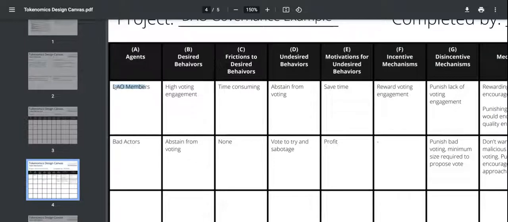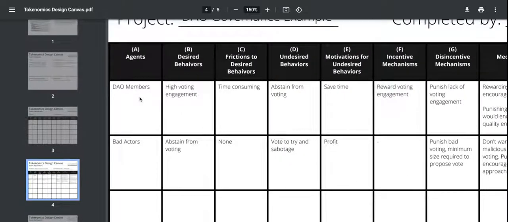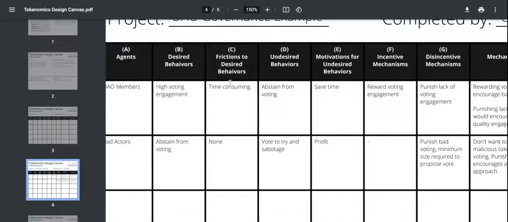If we look at the first row, remember, we're going to complete it row by row, for columns A through G first. And so DAO members, what desired behavior do we want them to do? Well, we want them to vote. We want them to be highly engaged in voting. Why do they not do that currently? What are the frictions to that?